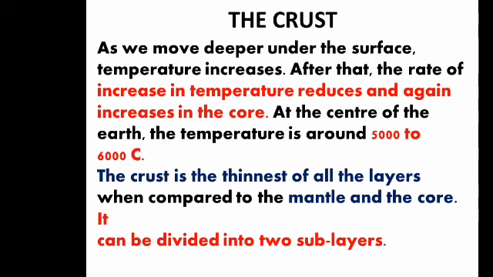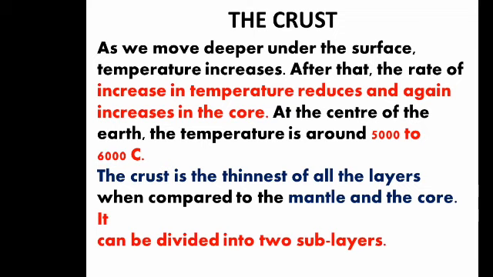We have studied that as we move deeper under the surface, temperature increases. This is a fact. After that, the rate of increase in temperature reduces and again increases in the core. Means once again see, from the surface of the earth, temperature increases towards the inside of the earth, again reduces and again increases in the core. At the center of the earth, the temperature is around 5000 degrees to 6000 degrees Celsius.